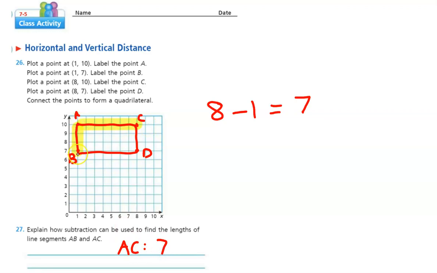And then from A to B, my second number, which was 10 and then 7, means that those were 3 apart. So my A and B are then 3 apart. But like I said, you can just simply count those, or instead you could use 8 minus 1, or you could do 10 minus 7, okay?